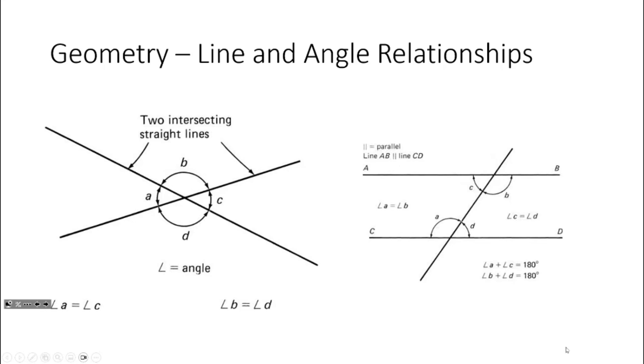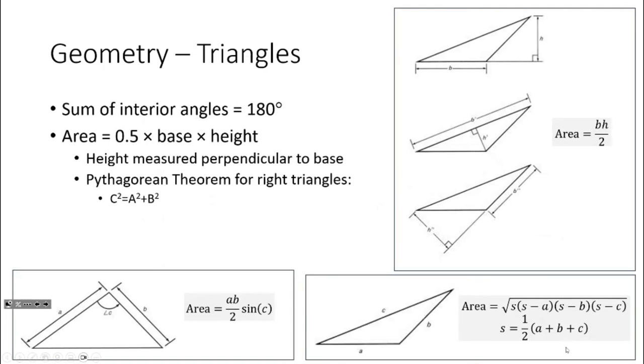If you have a parallel line cut by a transversal, you know that this angle, this angle, this angle, and this angle are all equal. That this, this, this, and this angle are all equal. Just basic geometric observations. Things like assessing triangles: if you have a right triangle, how do you compute the length of the hypotenuse? How do you compute the area of the triangle? I have here some shorthand formulas for how to compute the area of an oblique triangle. Not totally necessary, but if you can use them, that'd be kind of nice.